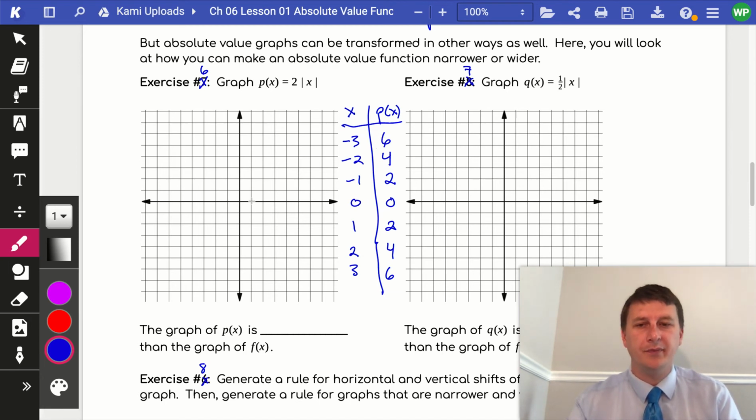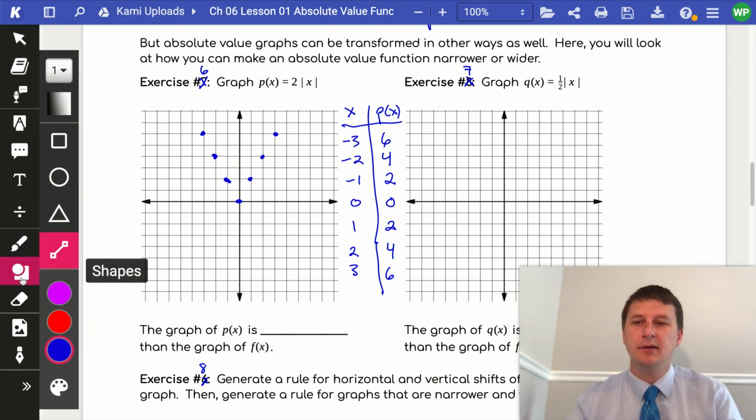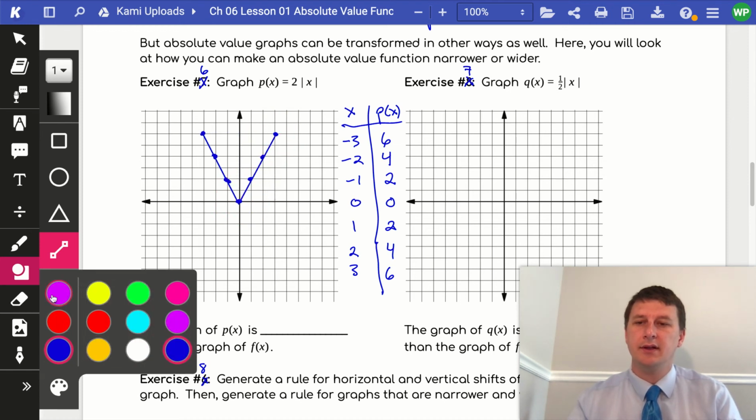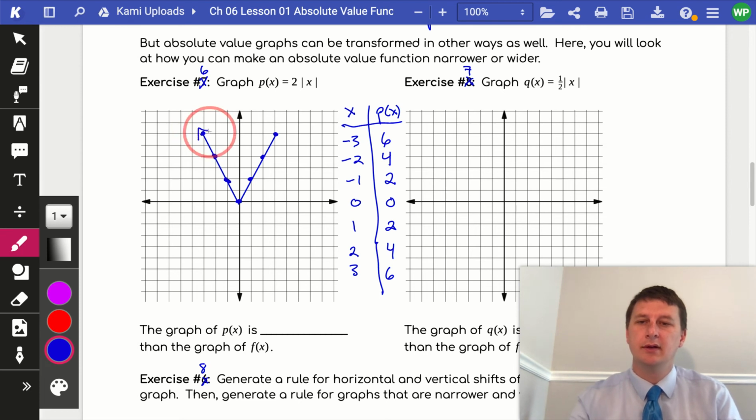So let's graph the points -3, 6; -2, 4; -1, 2; 0, 0; 1, 2; 2, 4; and 3, 6. So there we have a V. It looks a little bit different, and we'll talk about how it looks different in a minute. But first, let's connect those points with a nice straight line. Look at that V right there. There we go, and arrows on the end to show that that goes on forever.